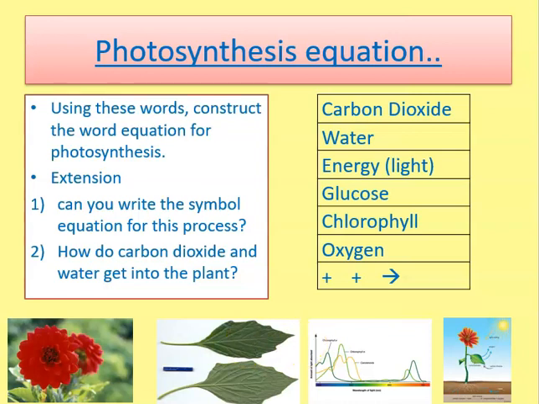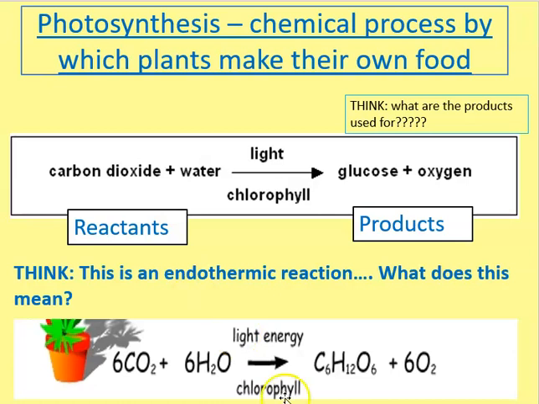Okay, so moving on, let's see how you've got on then. So this is the word equation here. Carbon dioxide plus water makes glucose and oxygen. Light and chlorophyll are really important. Light is needed for photosynthesis, but it isn't made of atoms, so it isn't part of the equation, but we can put it on the arrow there. And chlorophyll, as mentioned before, is the green pigment that makes chloroplast green, and that is what traps the light.